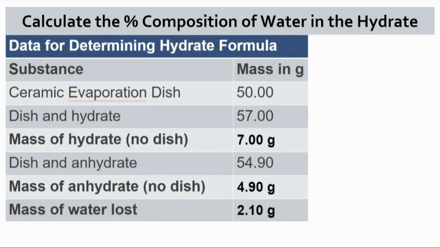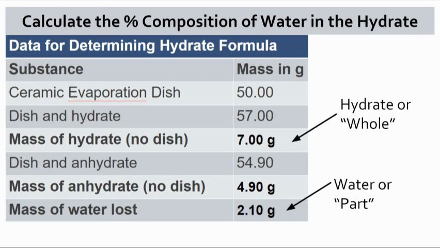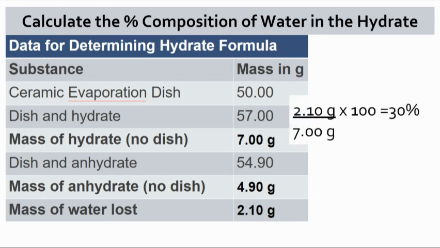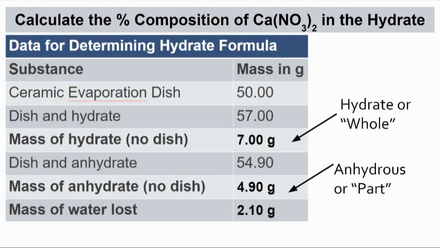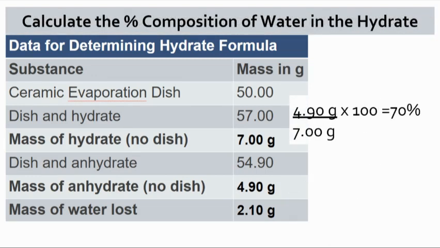So now we can calculate the percent composition. If we want to know the percent composition of water, the 2.10 will be our part, and the hydrate mass will be our whole. So 2.10 divided by 7 times 100 tells us that we're 30% water. That means that we're going to be 70% anhydrous compound by mass. Again, 4.90, the mass of the anhydrous part, divided by 7, the mass of the whole, gives us 70% anhydrous as our answer.